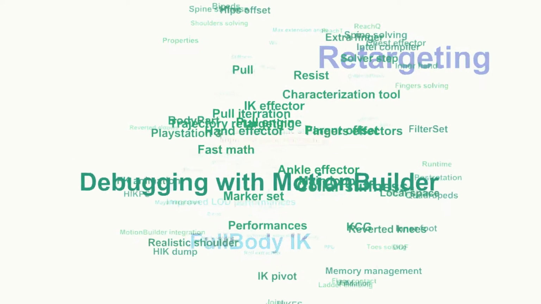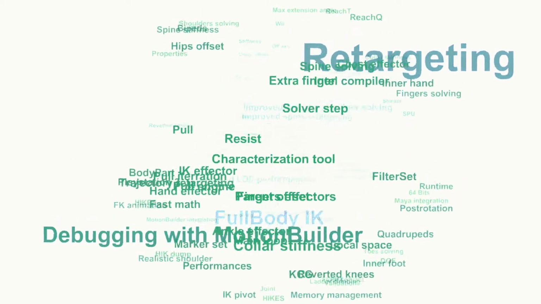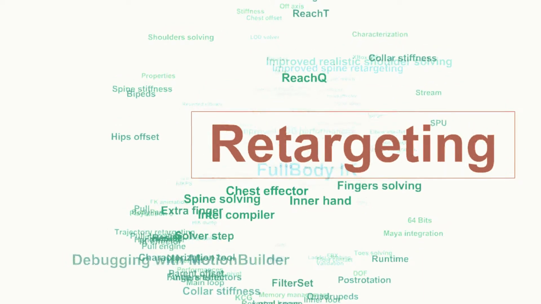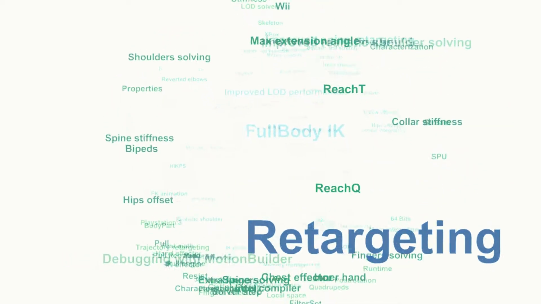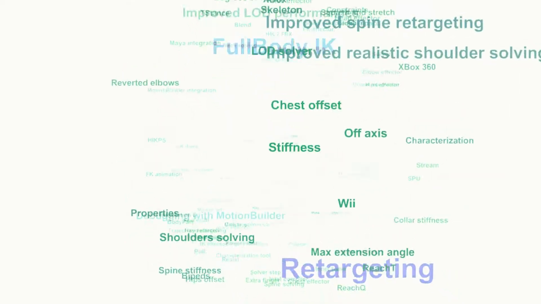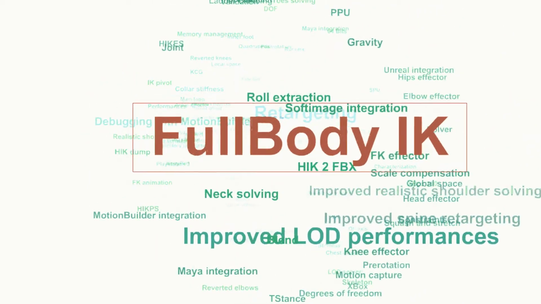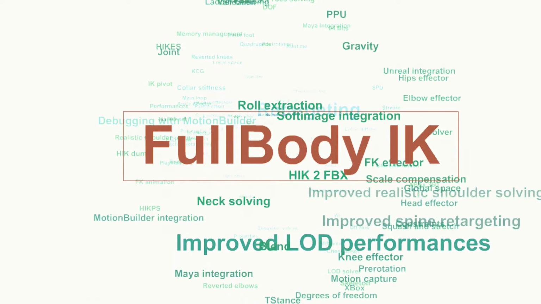HumanIK is a big toolbox with plenty of features, but today I'm only going to speak about the two most important features you have to know. The first of these features is retargeting. I'm going to cover this in the second part of my presentation, but right now I'm going to talk about the most important feature, that is FullBodyIK.